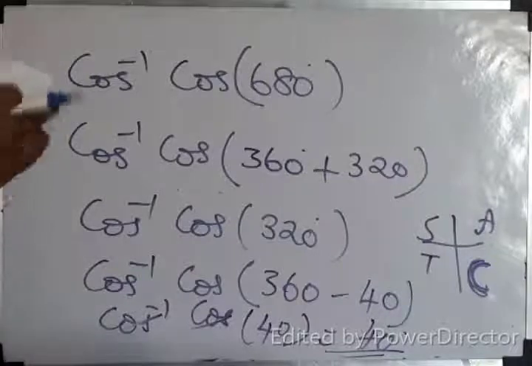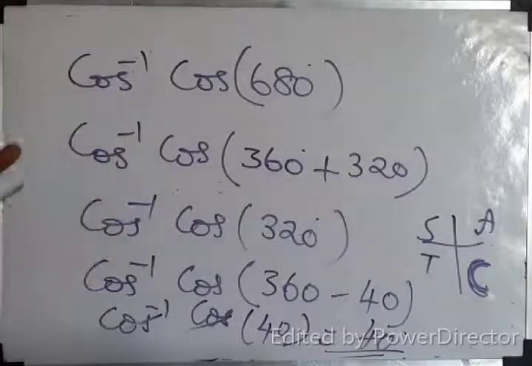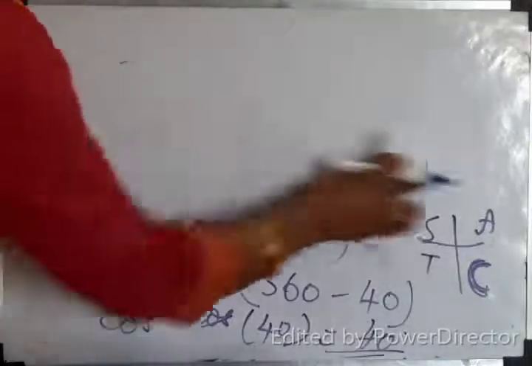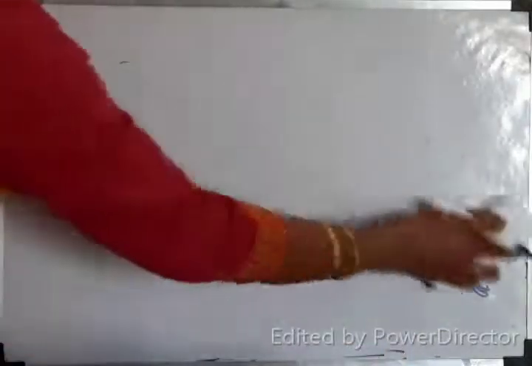I hope you understand the self-adjusting property. Otherwise, if you use a calculator, you will get the answer. Some of the answers you will get a math error, isn't it? You will get a math error only.